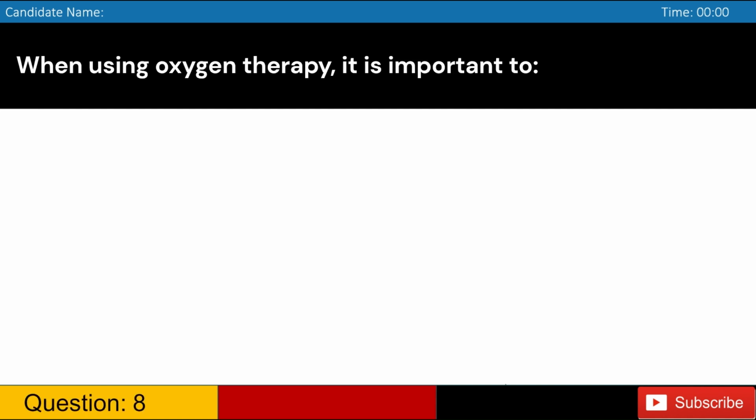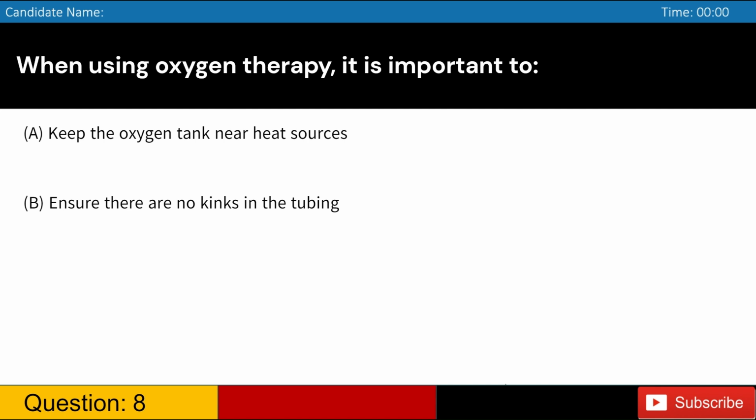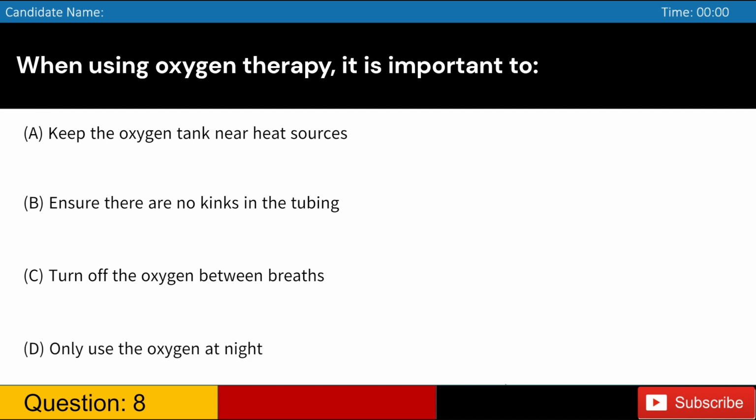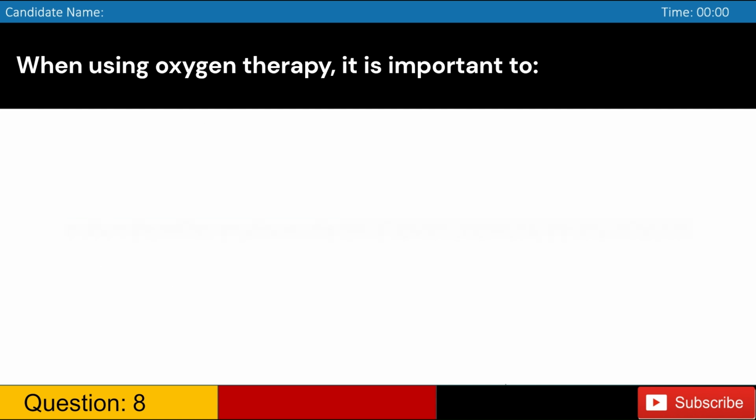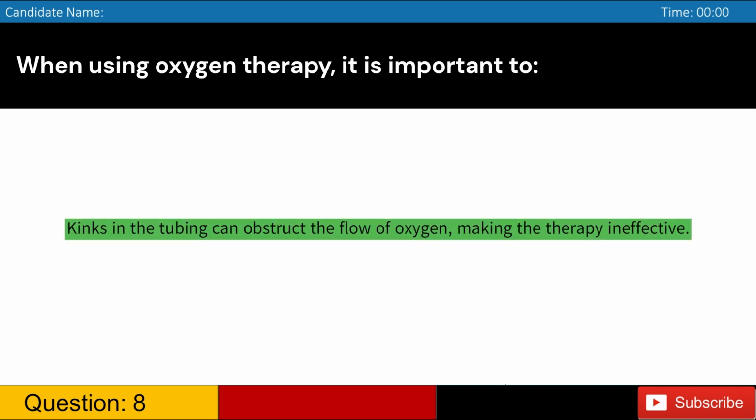When using oxygen therapy, it is important to: A. Keep the oxygen tank near heat sources. B. Ensure there are no kinks in the tubing. C. Turn off the oxygen between breaths. D. Only use the oxygen at night. Answer B. Kinks in the tubing can obstruct the flow of oxygen, making the therapy ineffective.